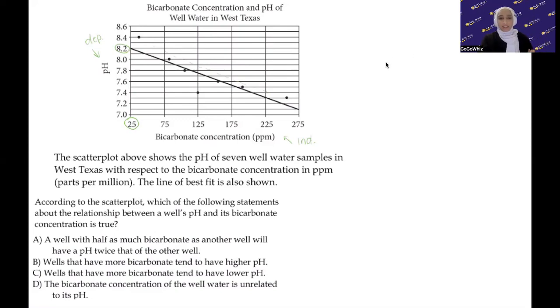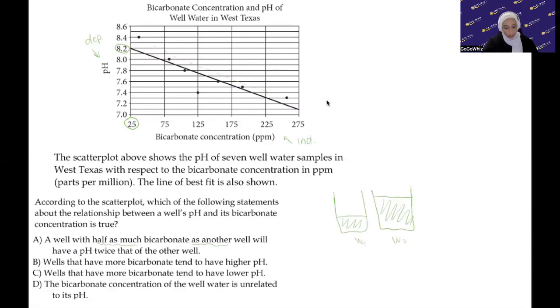All right, now that you've paused the video and you're back with me, let's have a look. The first one says a well with half as much bicarbonate as another well will have a pH twice that. So there's some stuff going on here, so let's break it down. If I have one well with some amount, and another well that has double that, then one is half as much as the other. So this is well 2, this is well 1.